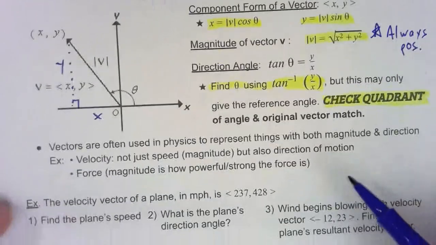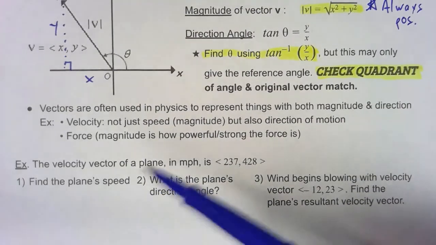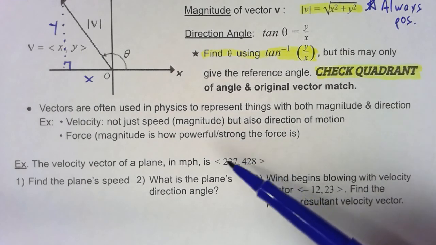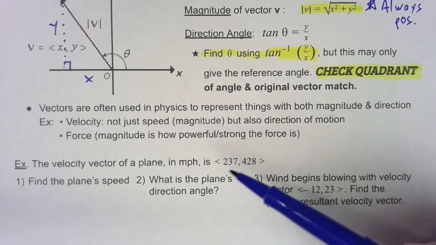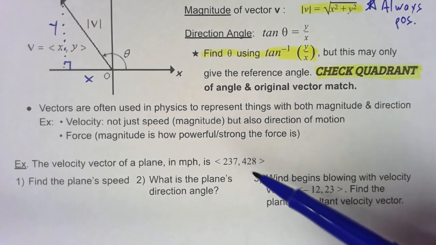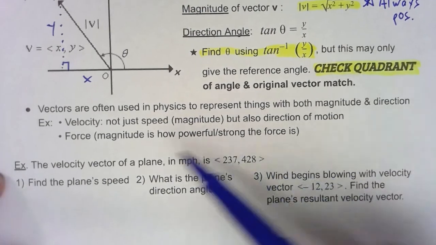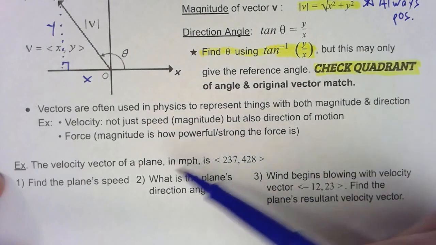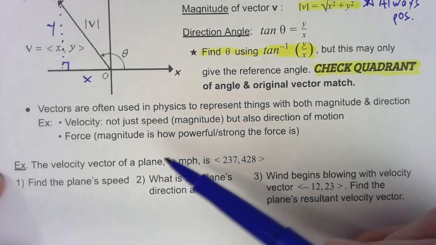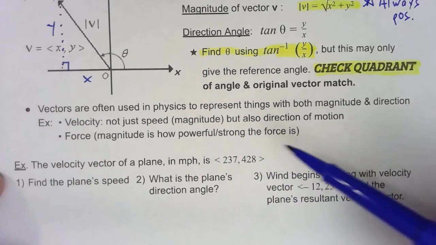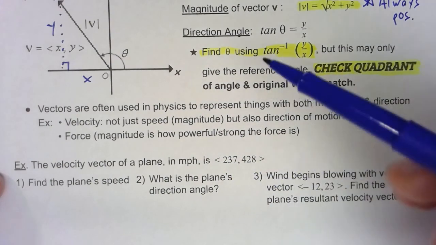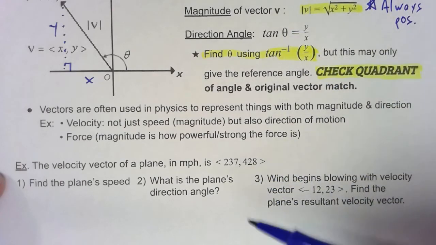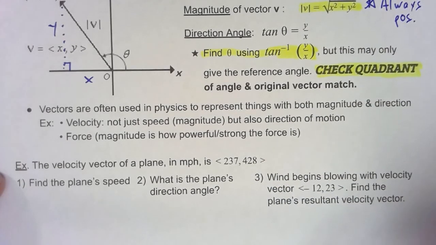All right, so let's look at an example here. So let's say we've got the velocity vector of a plane. It's 237, 428. And so what this represents is how fast the plane is moving in two different directions. So if we just looked at the horizontal motion of the plane, how fast it is going sideways, that 237 shows you how fast it's going in the x direction. And then the 428 shows you the vertical speed, how fast the plane is rising. This is rising at a rate of 428 miles per hour.